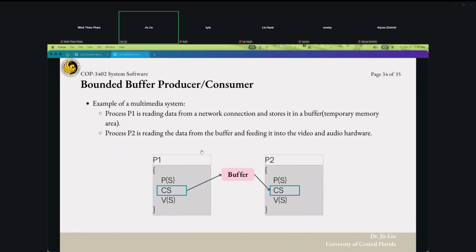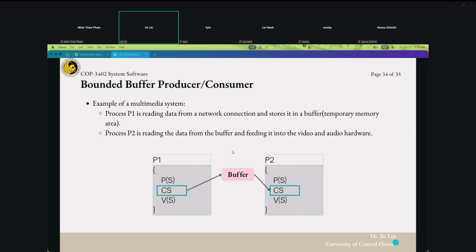Now, last 2 slides. What we have here is further illustrating the semaphore usage. So simply consider a bounded buffer or producer-consumer scenario, which is a classic example from multimedia systems. So we have 2 processes. P1 is acting as a producer and P2 is acting as a consumer. And P1 is reading the data from the network connection and stores it temporarily in a buffer, as you can see. While P2 serves as the consumer. It reads the data from this buffer and sends it to, for example, radio or video, audio, some hardware.